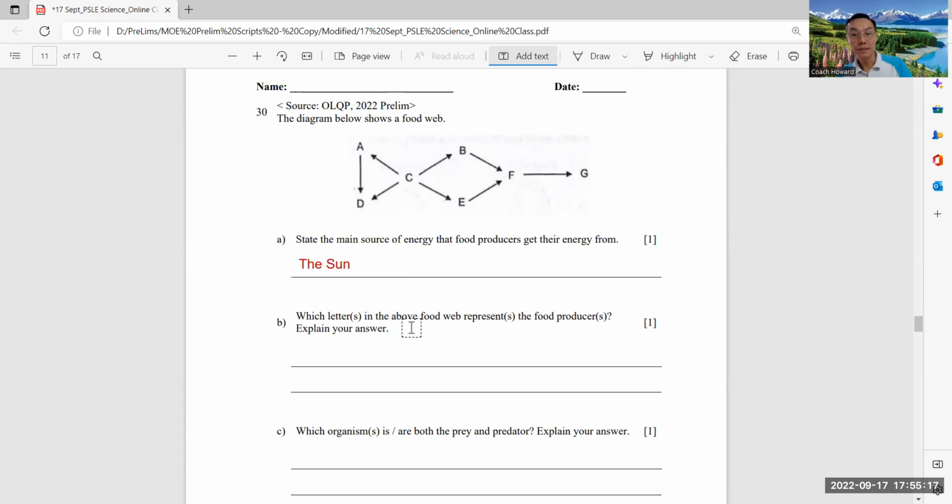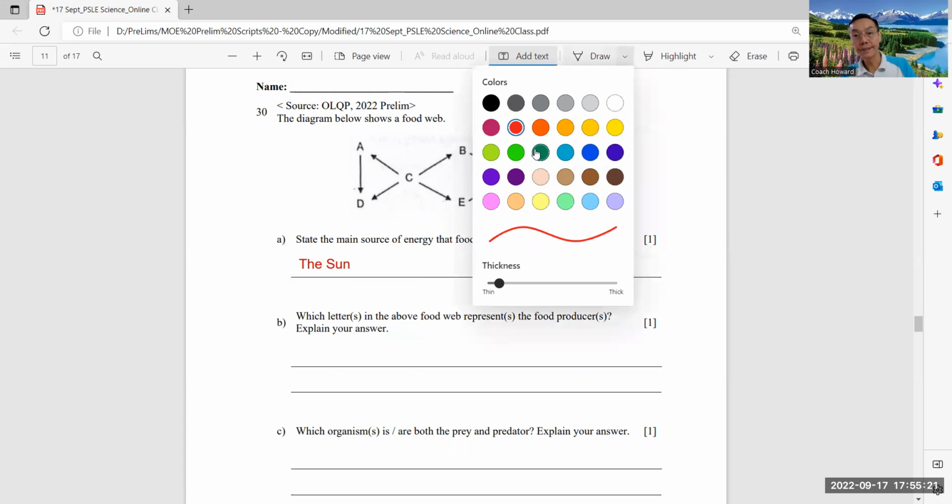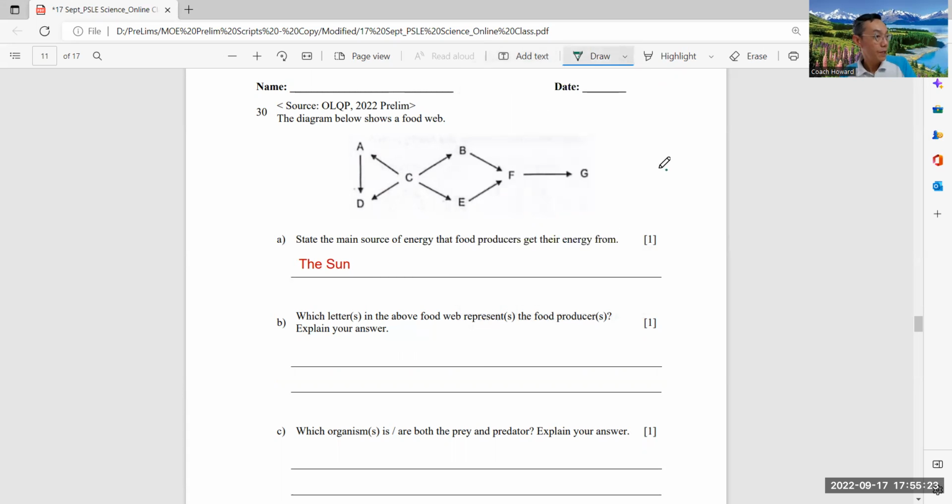Which letter in the above represents the food producer? Again, I told students, you see the arrow that points out. Can you see this one? Very obvious, all the arrows point out. So C is the one with all the arrows pointing out.